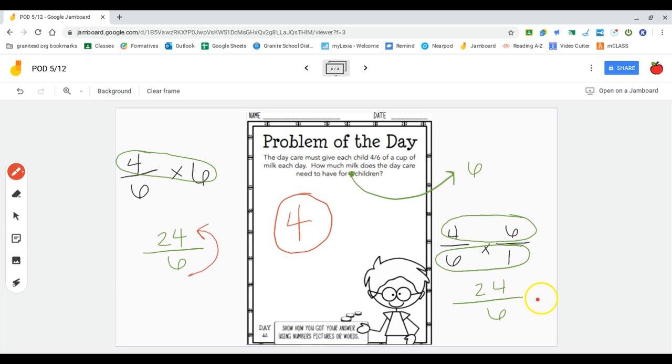So if I bring the label down from up here, it would actually be 4 cups. 4 cups of milk for those 6 children. You guys have some different numbers, and you only have 4 kids.